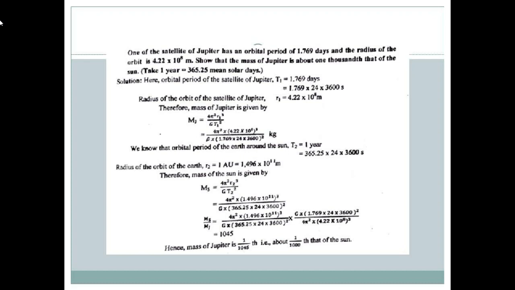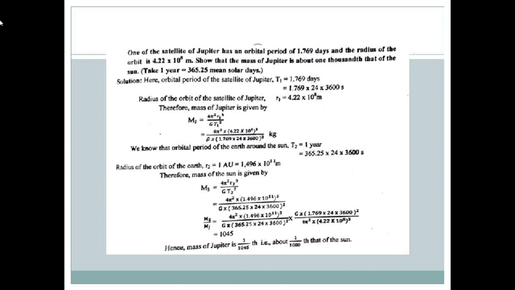We know that the orbital period of the Earth around the Sun is T2, equal to 1 year. Our 1 year is equal to 365.25 days, so we will multiply it by 24 × 60 × 60. The radius of the orbit of the Earth, R2, is equal to 1 astronomical unit, that is equal to 1.496 × 10^11 meter.